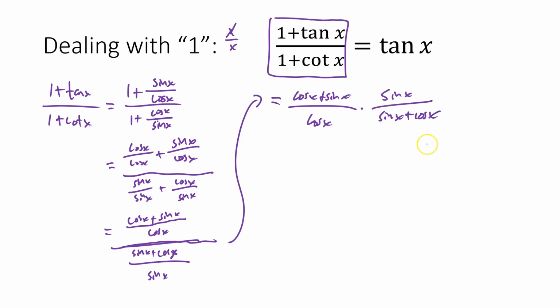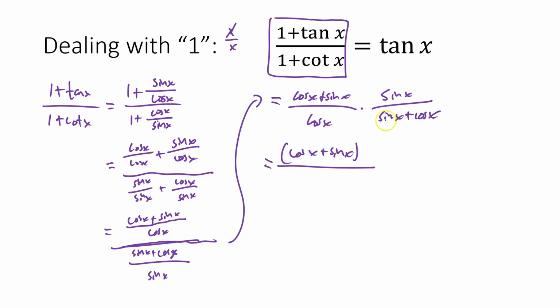You can start to see what's going to happen here. This cosine plus sine and this sine plus cosine, those are the same thing. So sine x plus cosine x and cosine x plus sine x are exactly the same thing. I'm going to pull those to the left side. You could at this point just cancel those out, but I want to be very clear about what's happening here. So I'm going to write cosine x plus sine x.